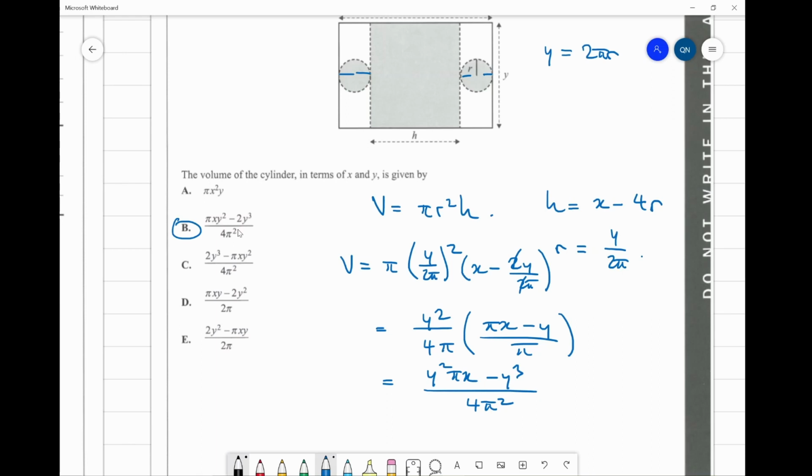Well, actually, I'm missing a 2 somewhere. Oh dear, what's going on over here? So we have x minus 4r. What is 4r? 4r is equal to 4y over 2 pi, but that's equal to 2y over pi. Yeah, 2y over pi. I don't know why I wrote that extra 2 down there. So that should have stayed, and then we should just have 2y, and then 2y cubed. Option B. Okay.